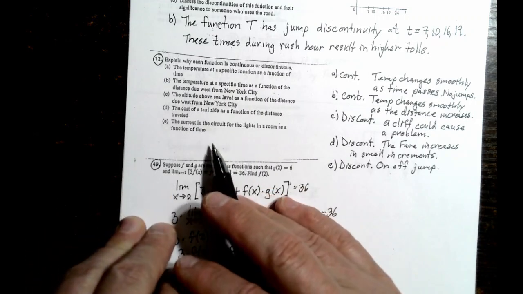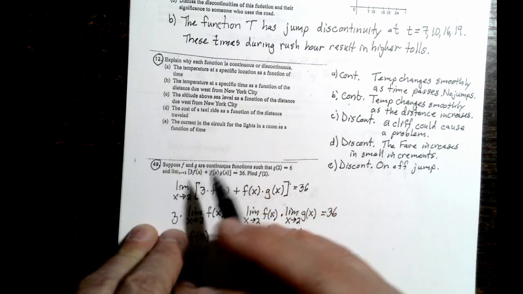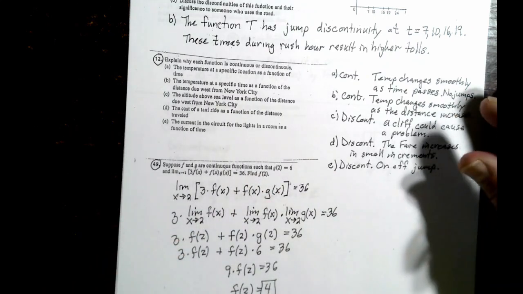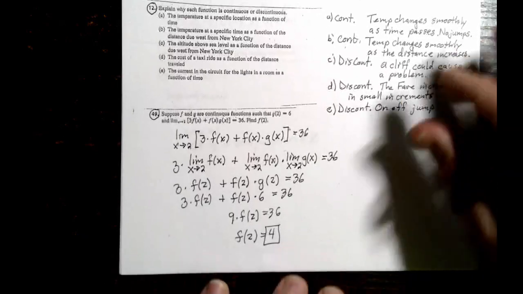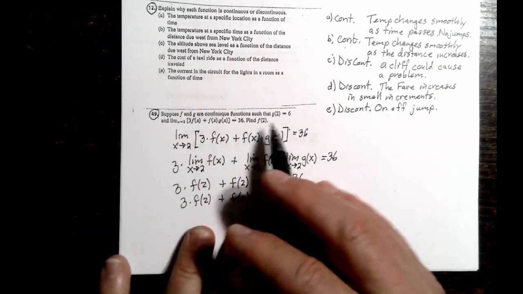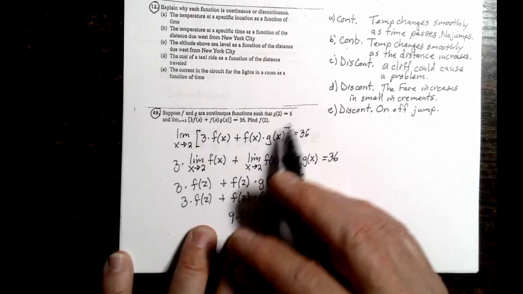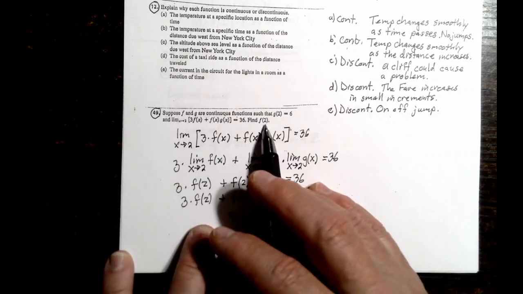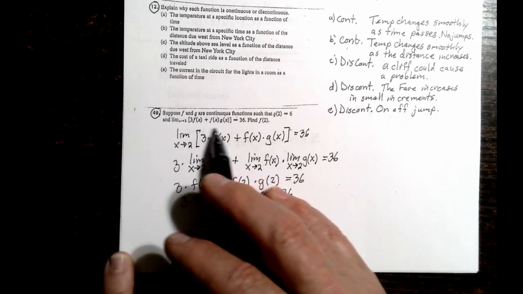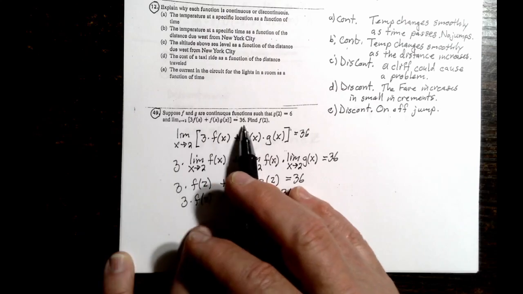The current in a circuit is either 0 or 1, so that is by definition discontinuous. Now here's a weird one. They tell you g of 2 is 6, and they say find f of 2. And they give you this limit here equals 36.